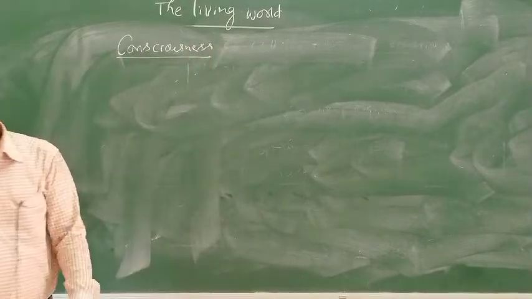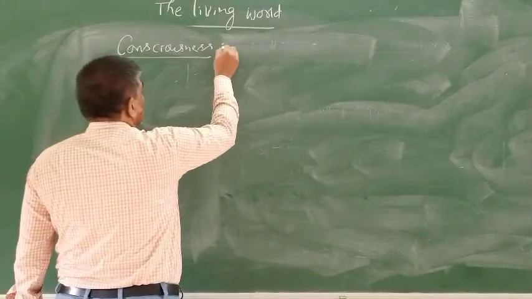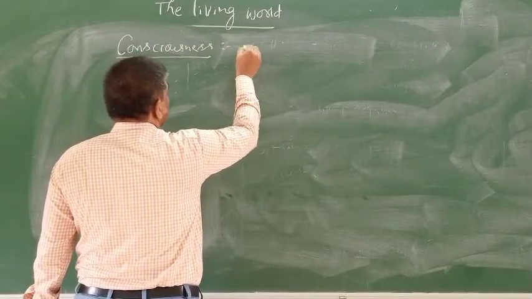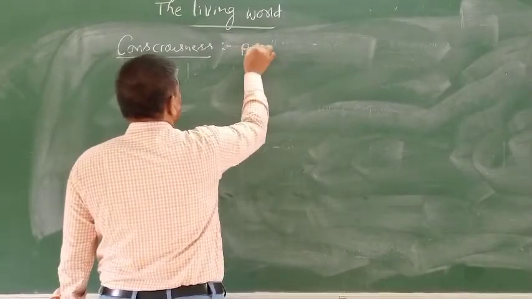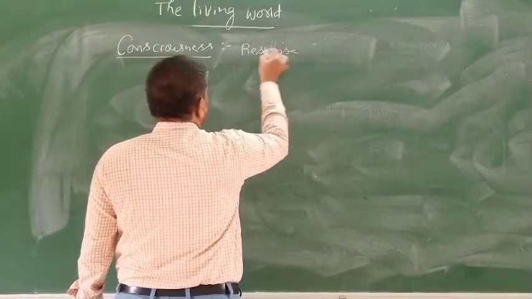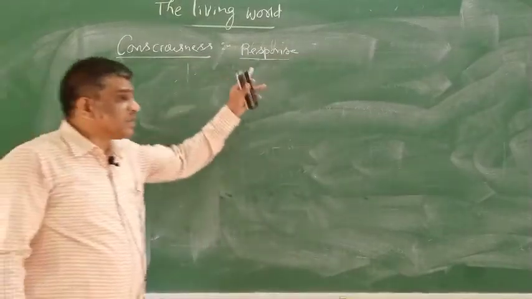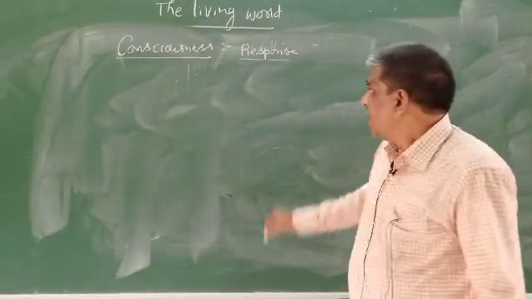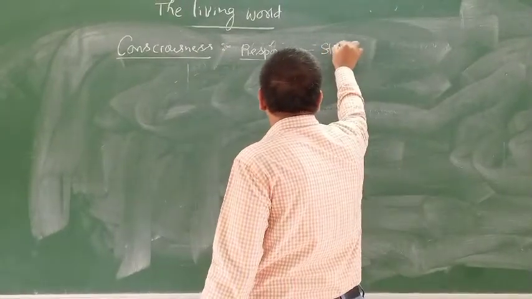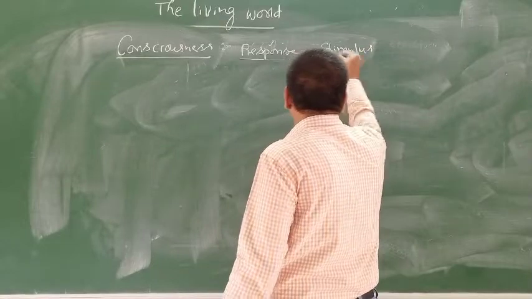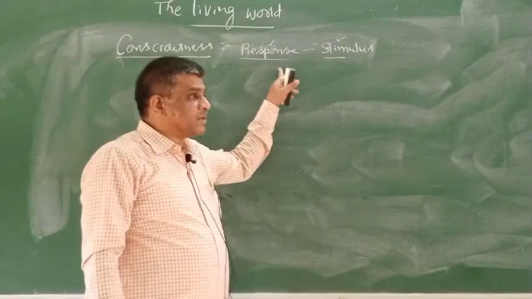So what are the things you have to understand here? In case of consciousness, you should know about that. You have to understand two terms. One is response. Every living organism exhibits this. Every living organism has got this response. How and when do they respond to a particular stimulus? When the stimulus is given, the individual will respond.